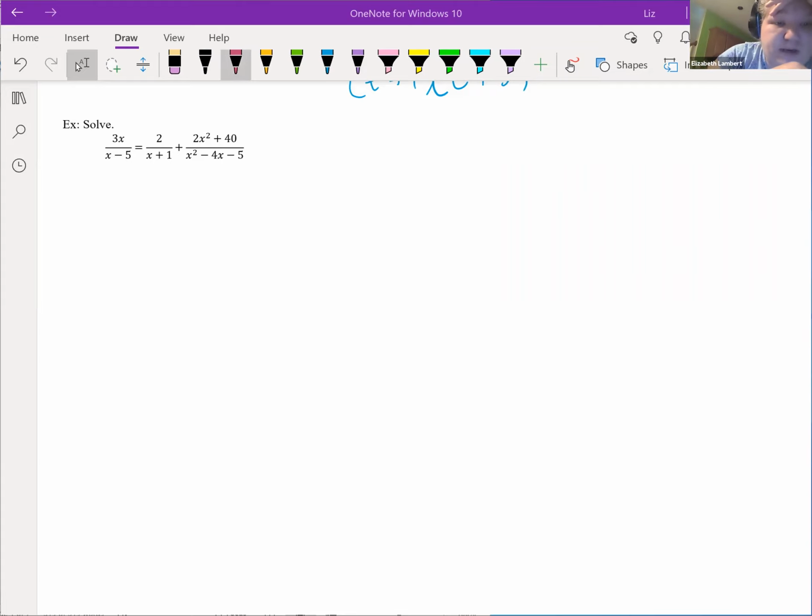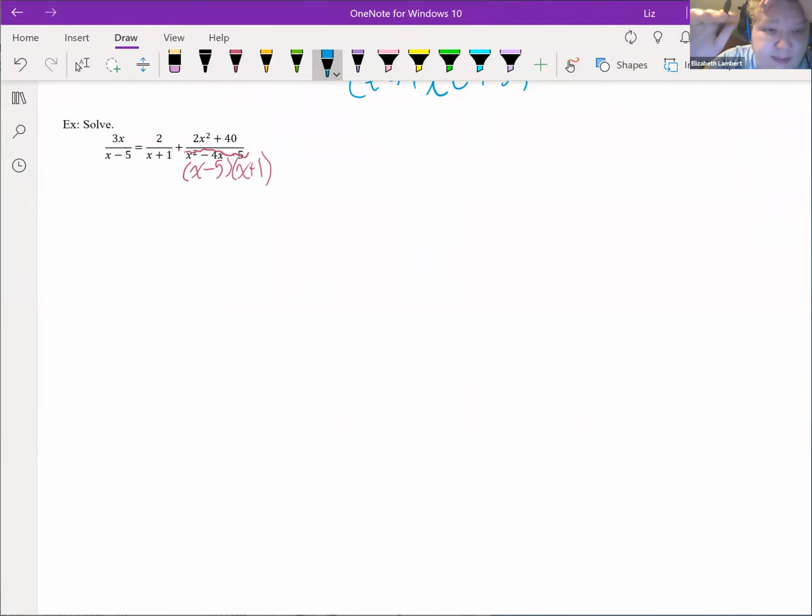So this bottom here is really x minus 5 times x plus 1. And my other two denominators have one piece of that. So the common denominator is x minus 5 times x plus 1. And we have a lovely equation, so we're going to multiply both sides, which will end up being every fraction by that common denominator.